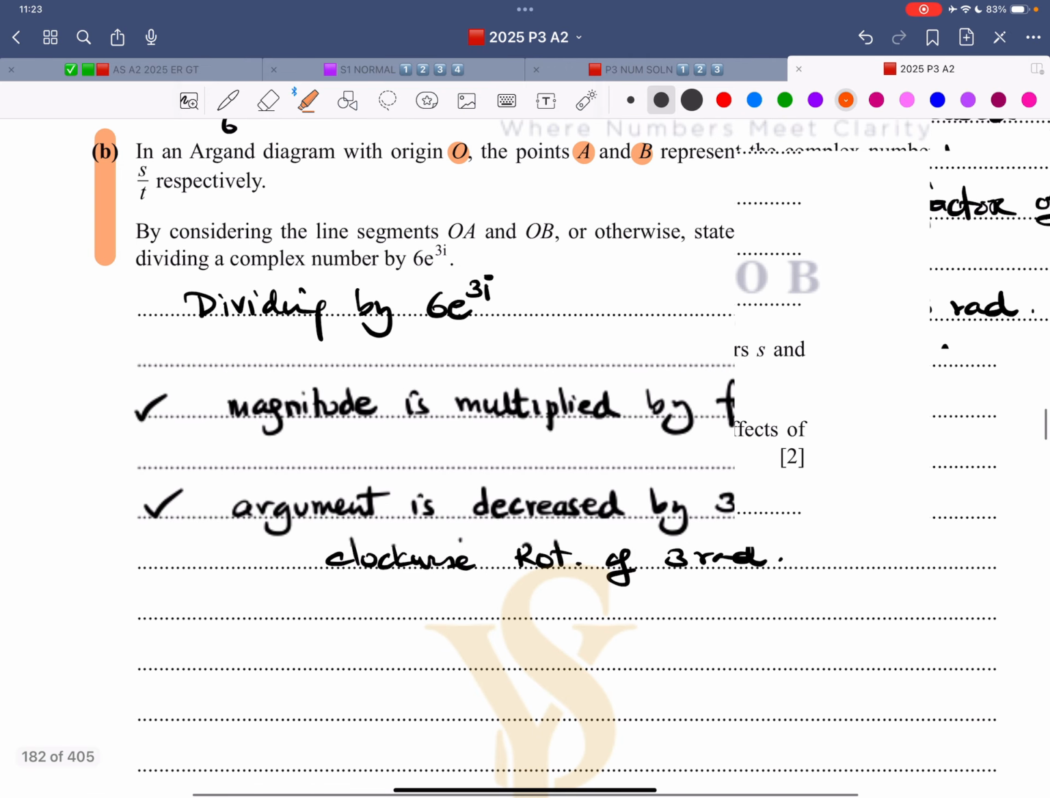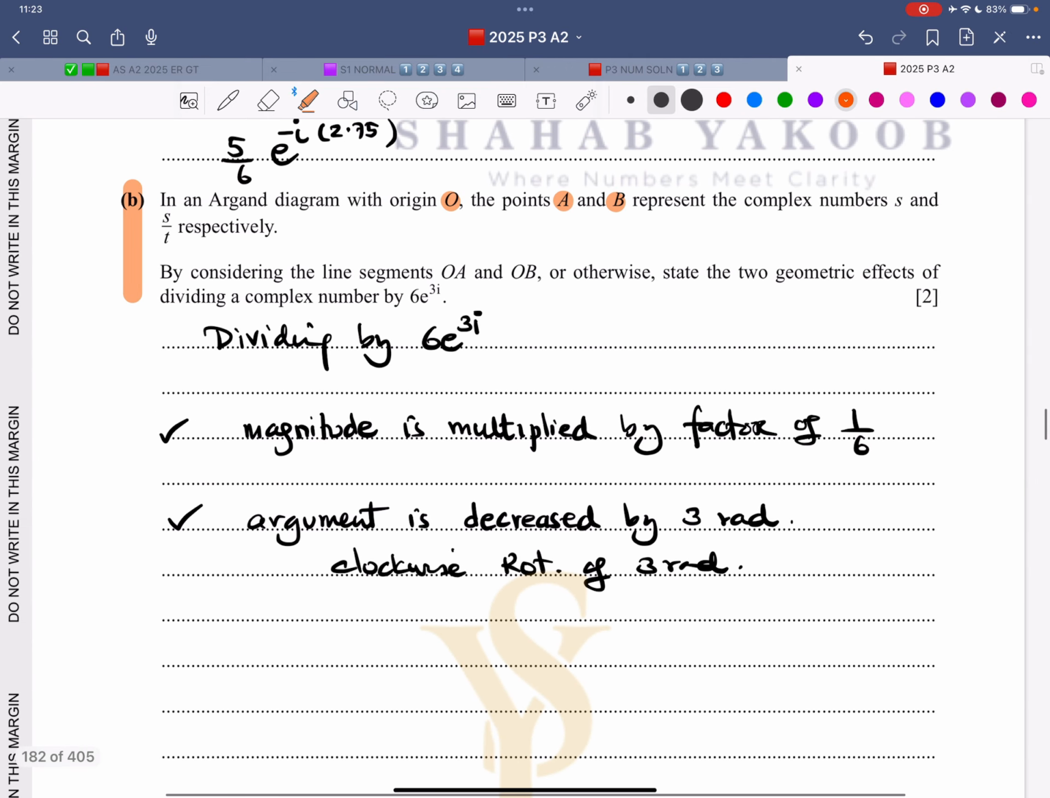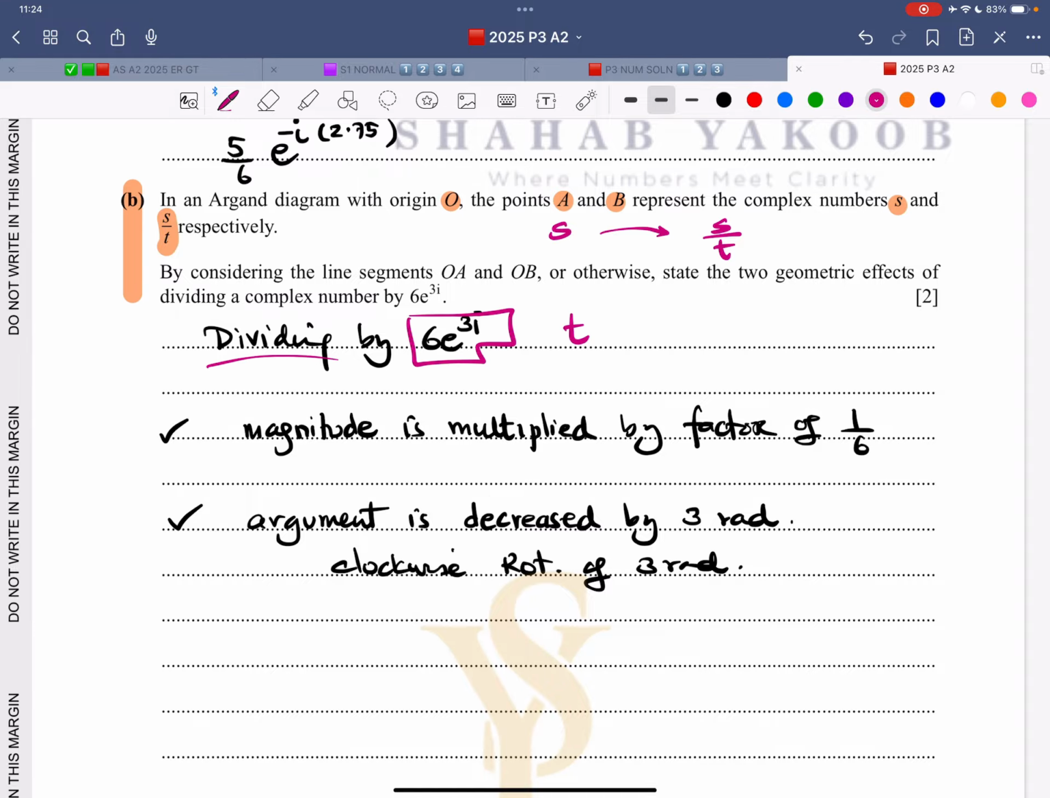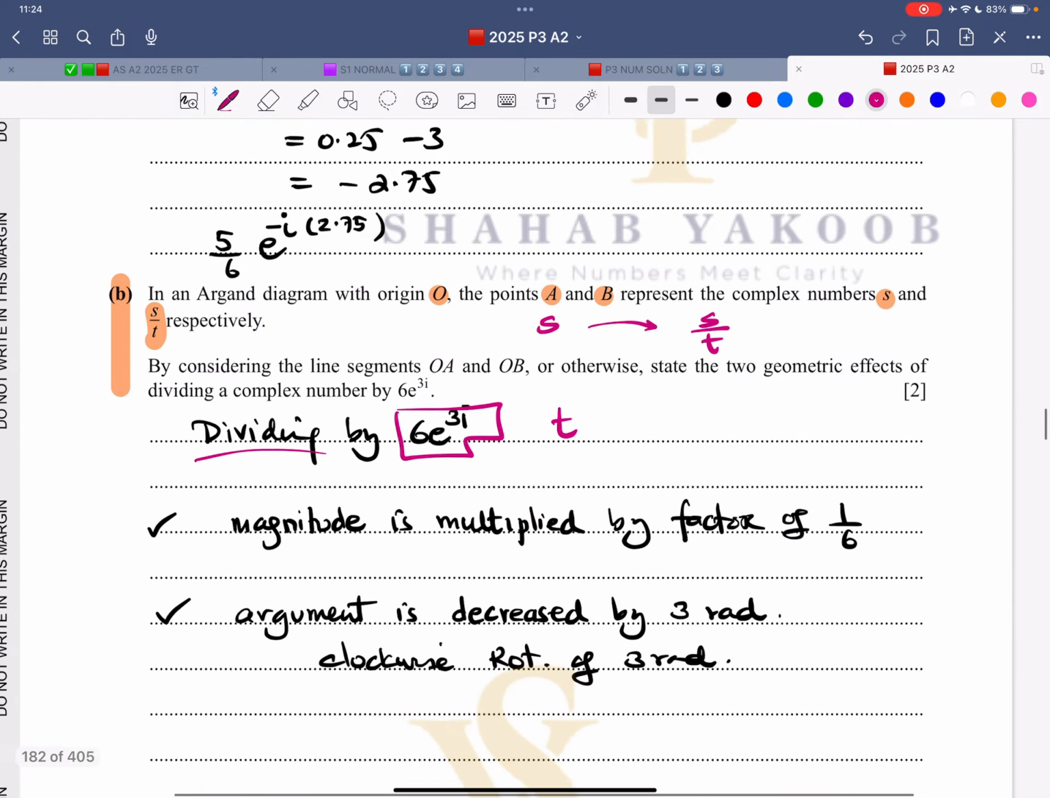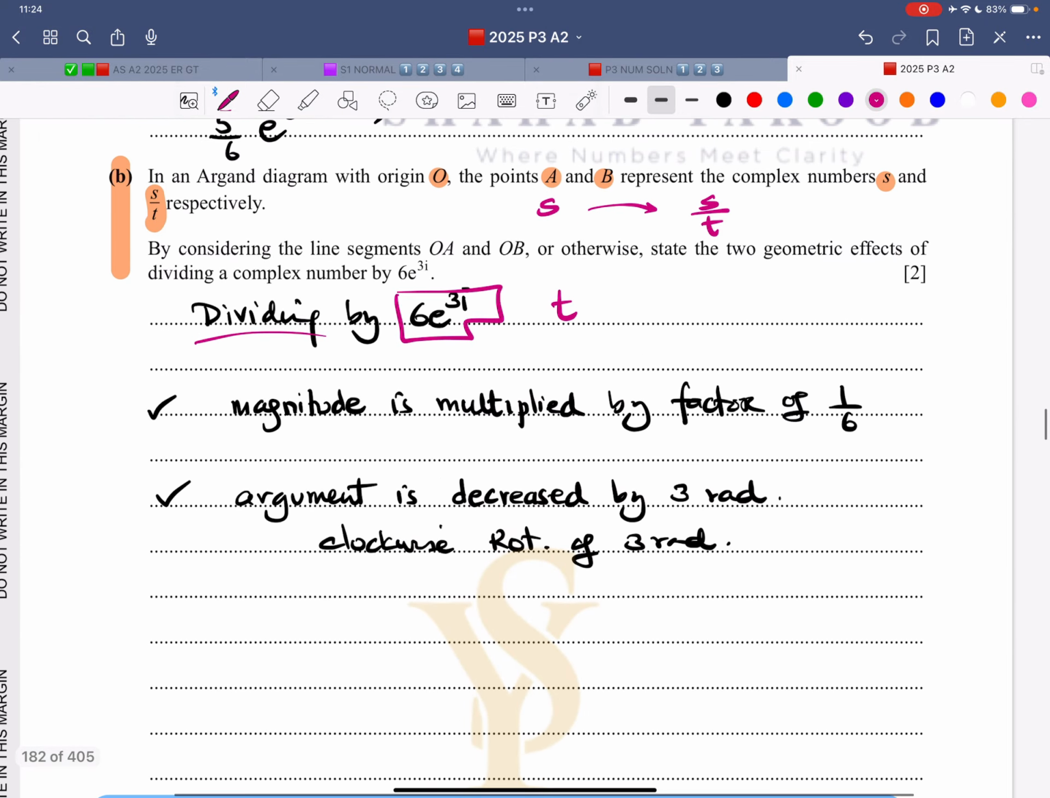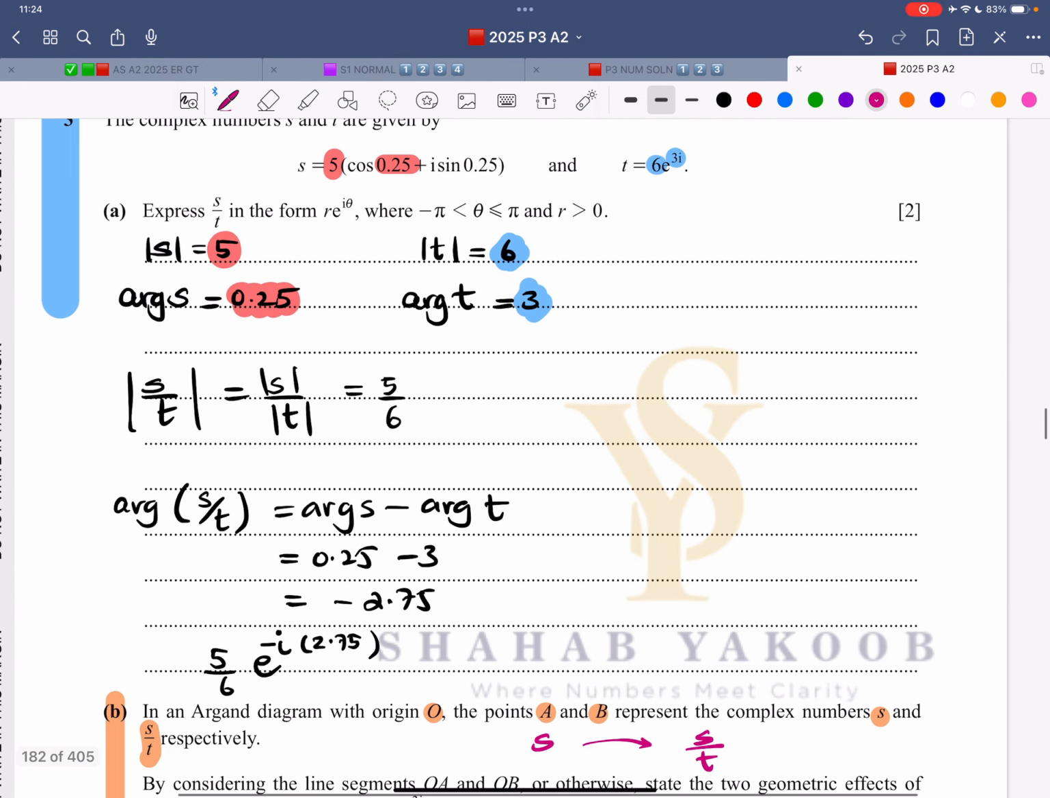Okay. So now it says, by considering the line segments, A represents S and B represents S over T. So basically S is becoming S over T, and we are dividing by T. Okay, so one complex number is divided by the other. So now what is happening is that this factor of 1 over 6, because basically 5 is becoming 5 over 6. We are multiplying with 1 over 6 or dividing by 6.